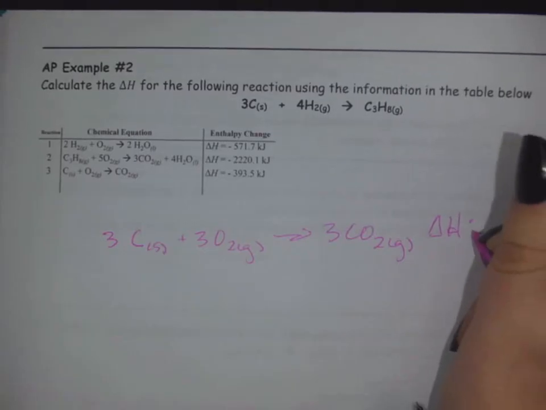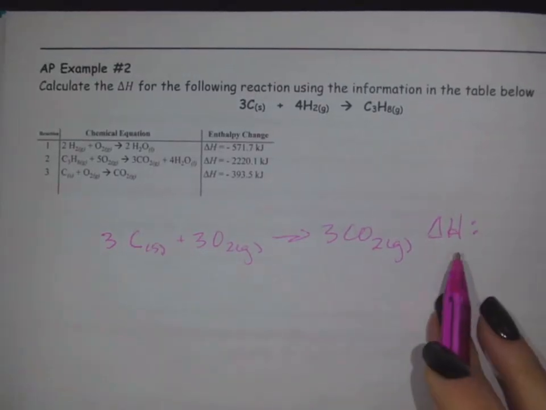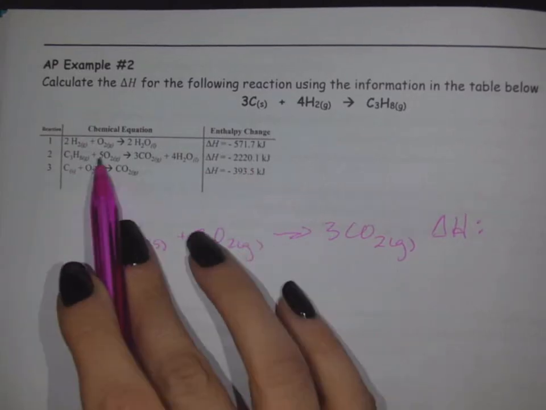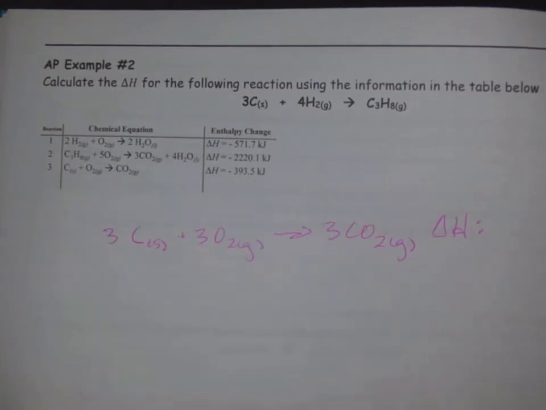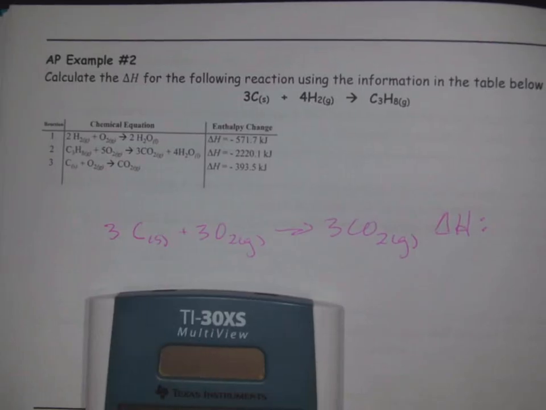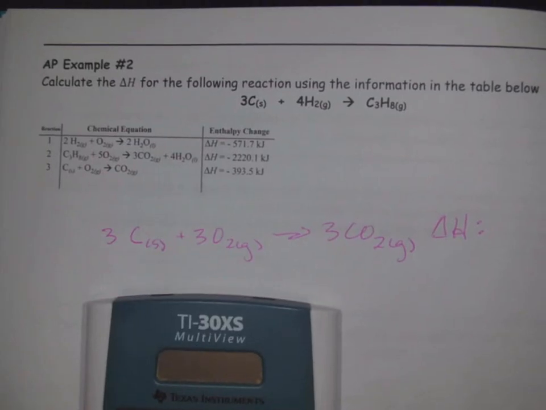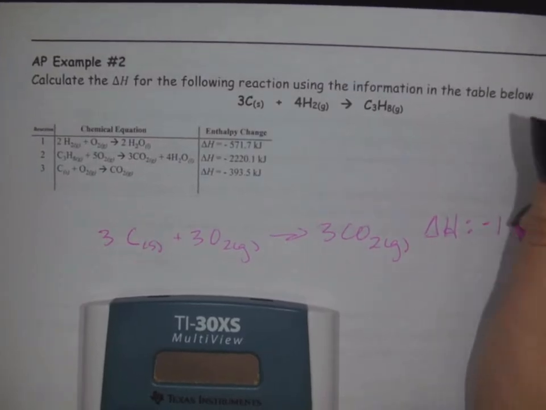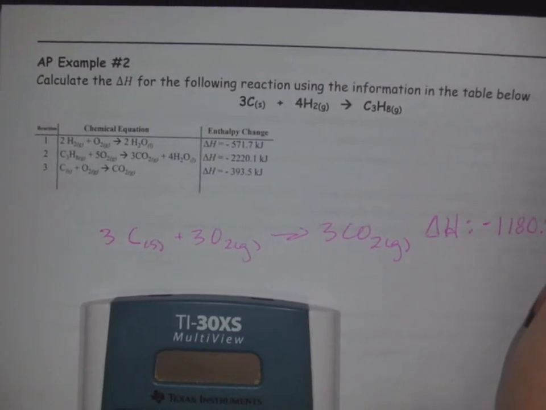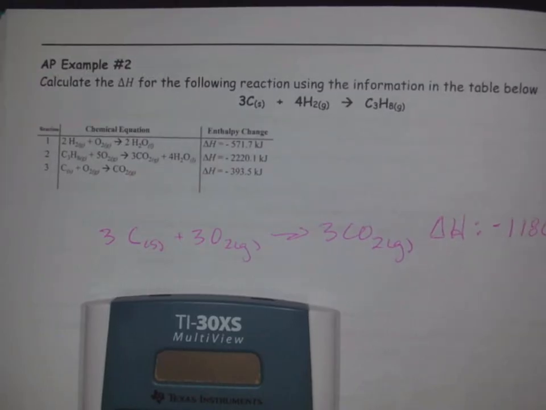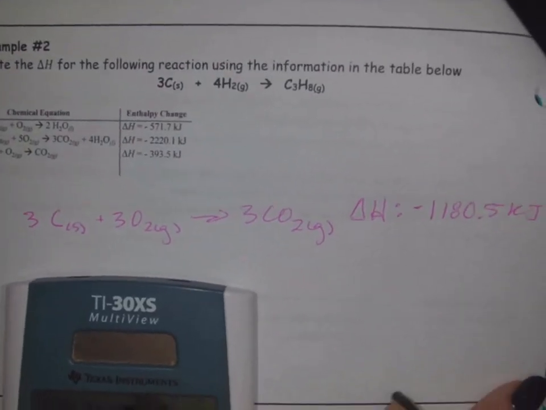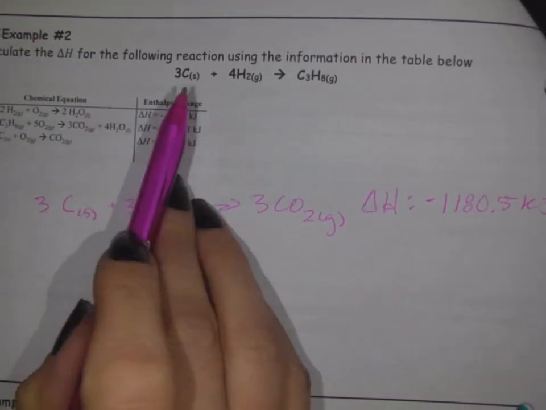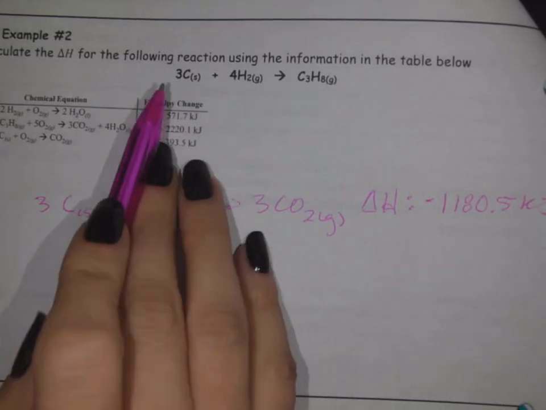And just like before, my delta H for this reaction is right there, but I multiplied that by 3, so I need to multiply this by 3. So my negative 393.5 times 3 is negative 1,180.5 kilojoules. All right, wonderful. Now, let's keep going. So I've addressed these 3 carbons on the reactant side.